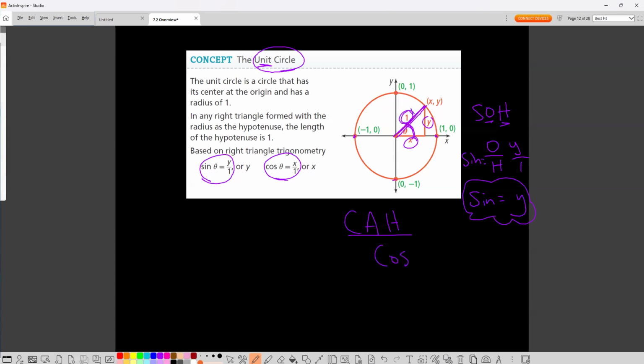So cosine is always going to be the adjacent to the angle, and it doesn't matter where you draw your reference angle, adjacent is always the x side, and opposite is always the y side, no matter where you draw it. You've got your adjacent x and your opposite y, the opposite being away. So cosine is always x over 1, so get used to thinking of it as the x.